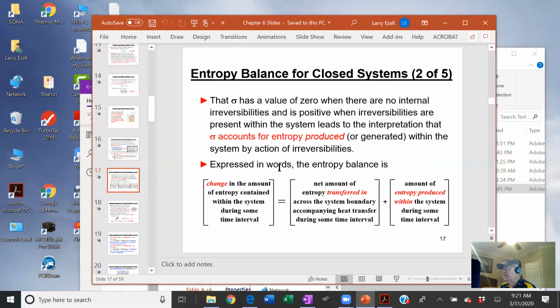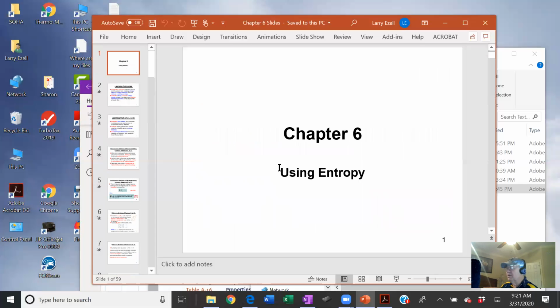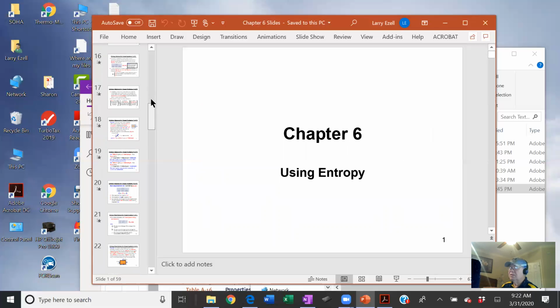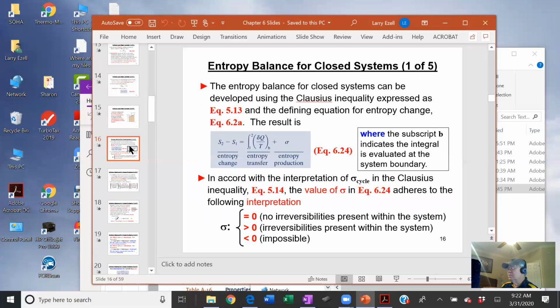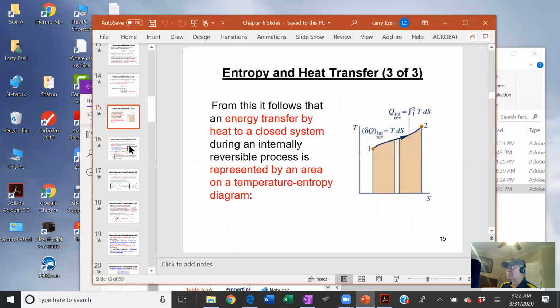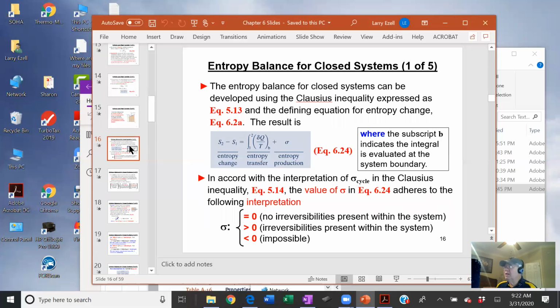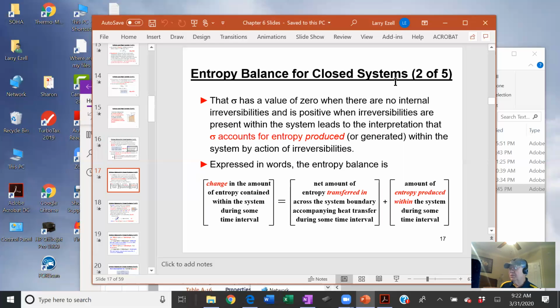Okay, entropy balance for a closed system. We're talking about entropy balance of a closed system now, not a control volume. And as you see, we've got 5 slides to talk about a closed system, and we're now on slide number 2.